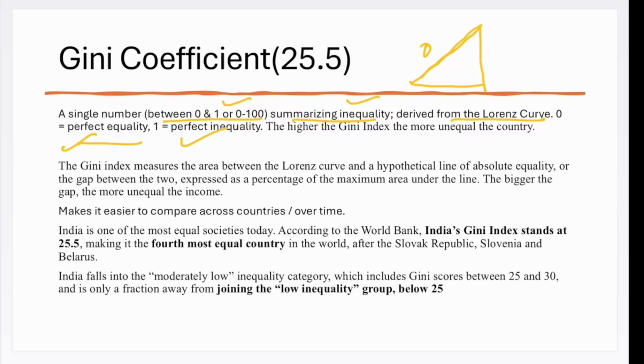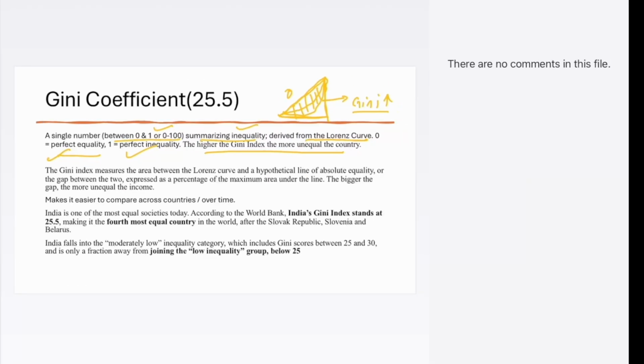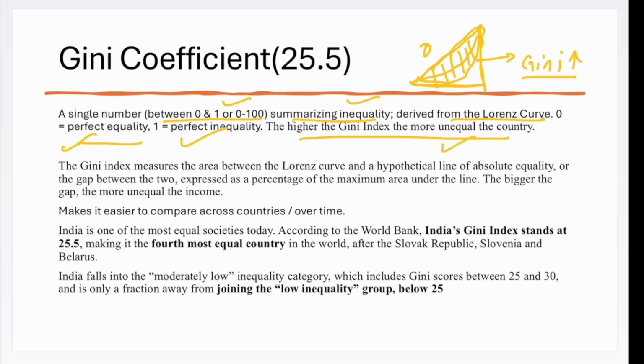And the one is perfect inequality where it is completely like this. The higher the Gini index, the more unequal the country is. That means if I have a curve like this or a curve like this, it will be higher on the Gini coefficient because more area is being covered by this curve. So the higher the Gini coefficient, the higher the inequality in a country.